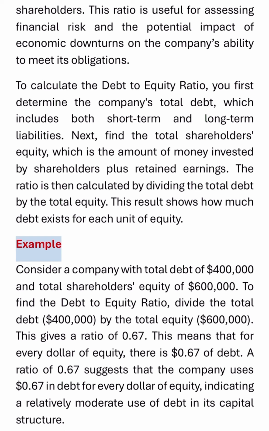Example: consider a company with total debt of $400,000 and total shareholders' equity of $600,000. To find the debt-to-equity ratio, divide the total debt, $400,000, by the total equity, $600,000. This gives a ratio of 0.67. This means that for every dollar of equity, there is 67 cents of debt. A ratio of 0.67 suggests that the company uses 67 cents in debt for every dollar of equity, indicating a relatively moderate use of debt in its capital structure.